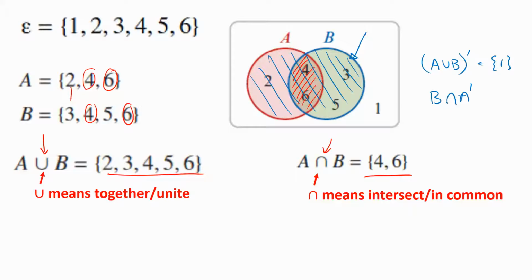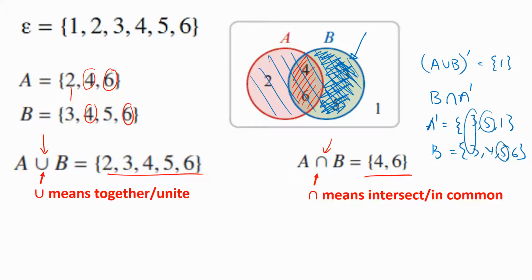So I will get only that section. If that's hard for you to understand, then write down A dash. See, A dash is 3, 5, 1. B is 3, 4, 5, 6. So if I wanted just 3 and 5, it's clear. That's the intersection. If that is easier for you to understand.